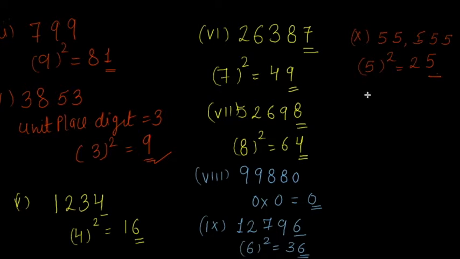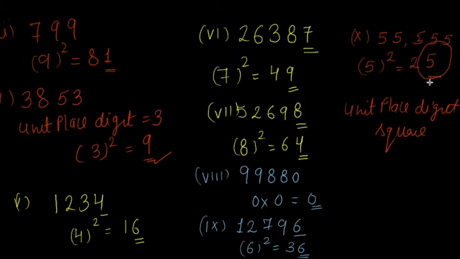So overall, we have to focus on the unit place digit, then we take the square of that digit and see what the last digit is. It will be the same in the square of the given number. So this was question number 1. You can pause the video to note it down.